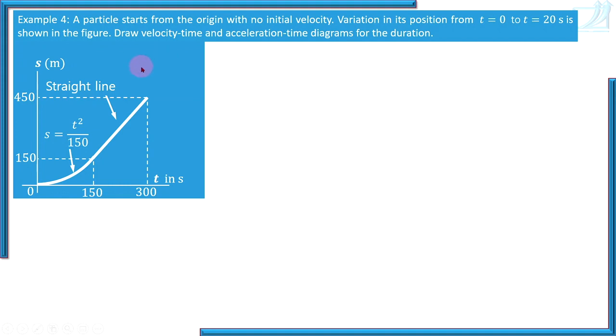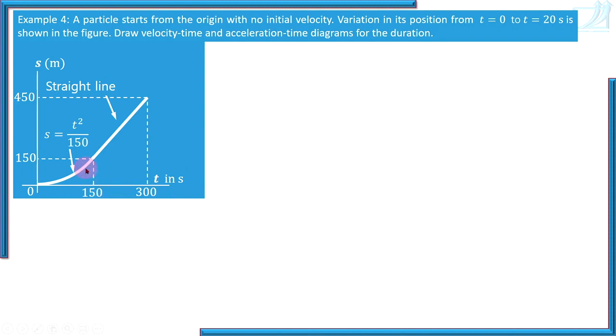Read this problem. A particle starts from origin with no initial velocity. Variation in its position from t equal to 0 to t equal to 20 seconds is shown in the figure. Draw VT and AT diagrams for the duration.